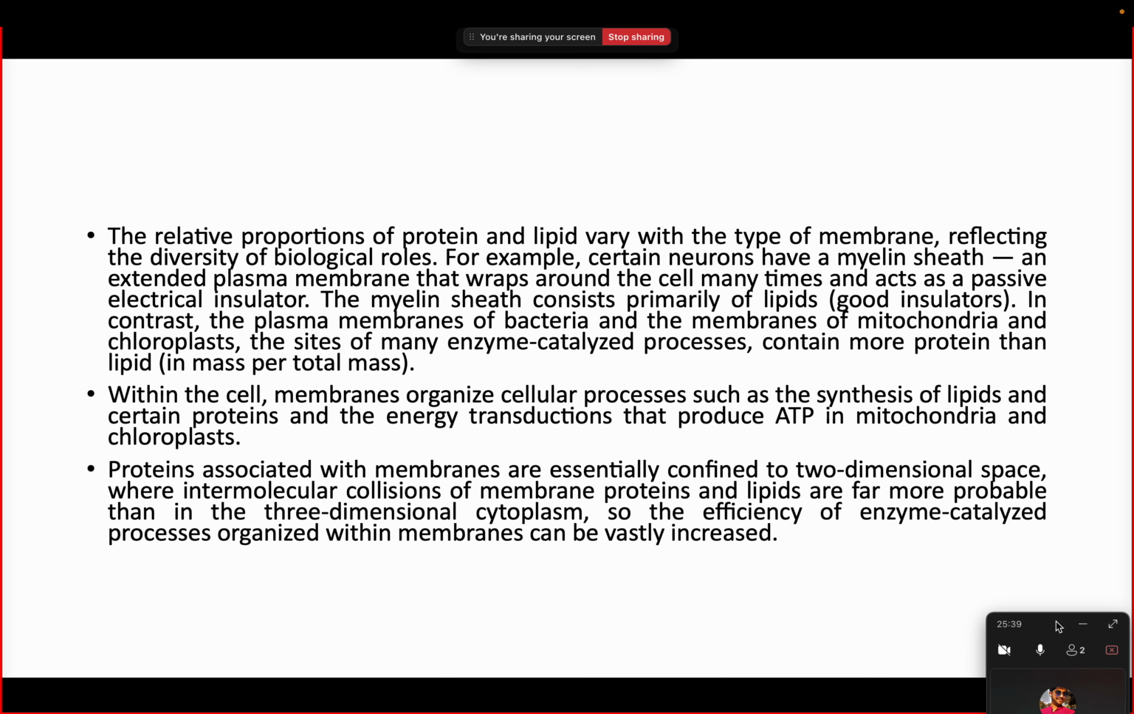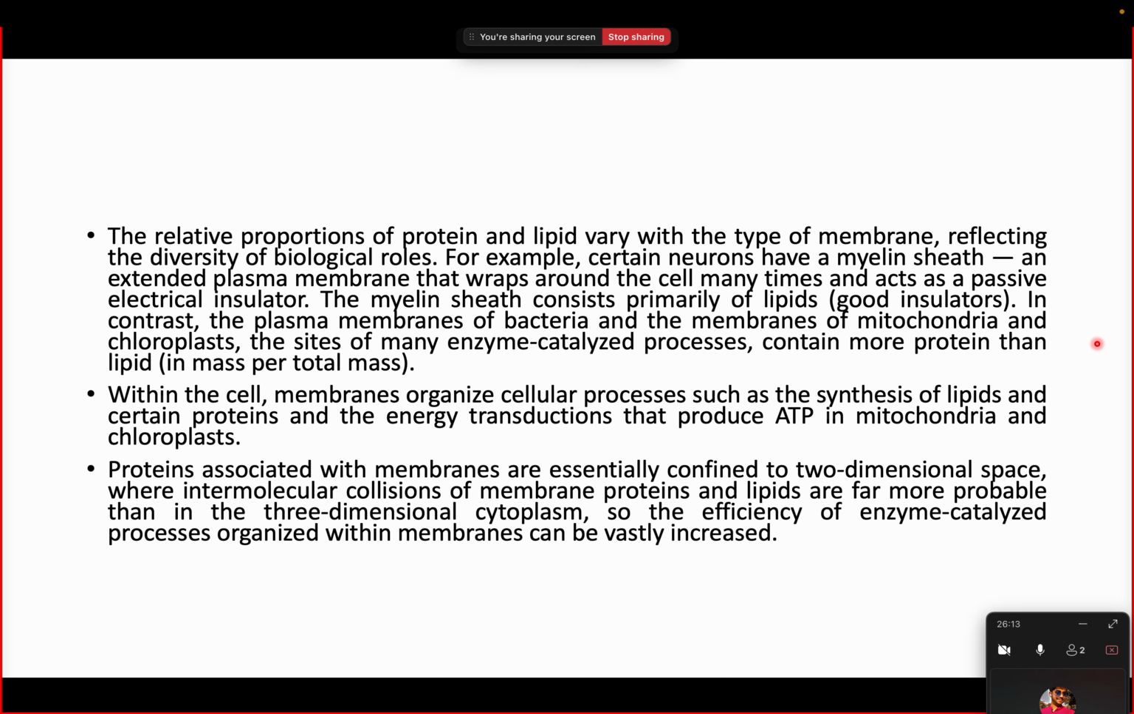The relative proportions of protein and lipid vary with the type of membrane, reflecting the diversity of biological roles. For example, certain neurons have a myelin sheath, an extended plasma membrane that wraps around the cell many times and acts as a passive electrical insulator. The myelin sheath consists primarily of lipids, good insulators. In contrast, the plasma membrane of bacteria and the membranes of mitochondria and chloroplasts, the sites of many enzyme-catalyzed processes, contain more protein. Even this point is more relatable now, right?